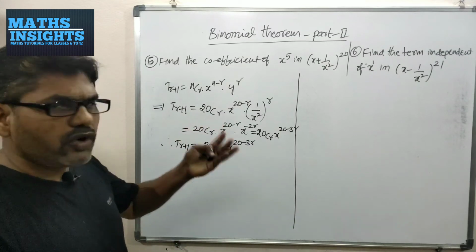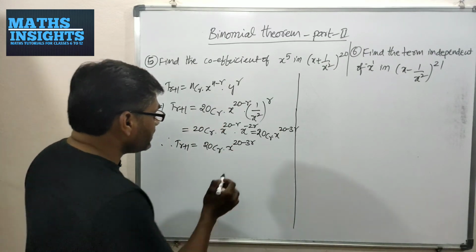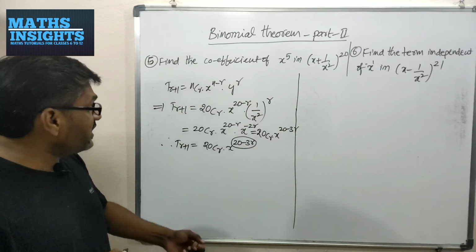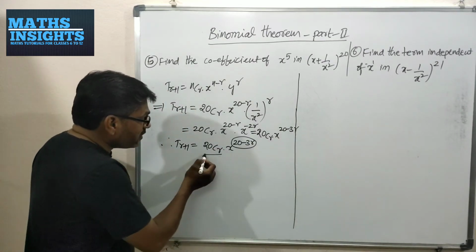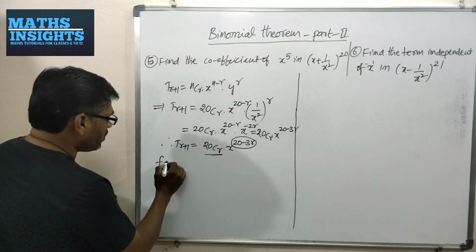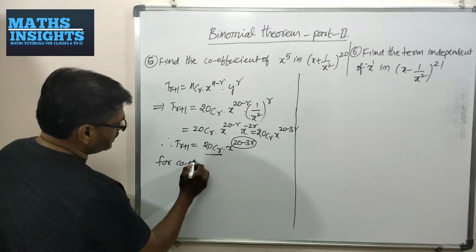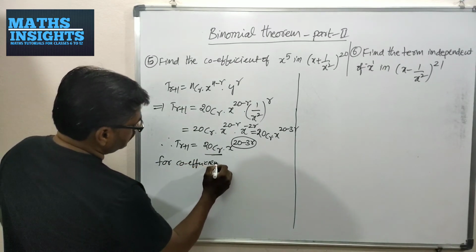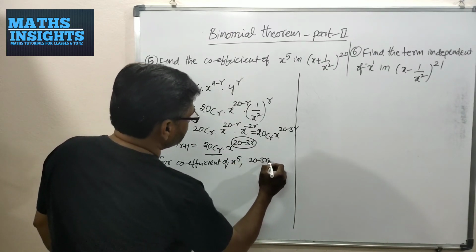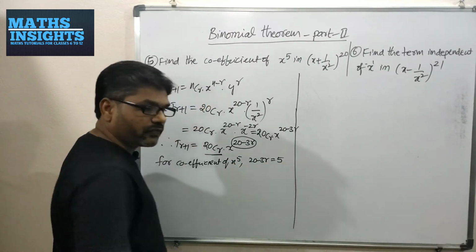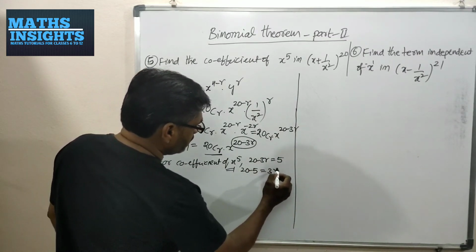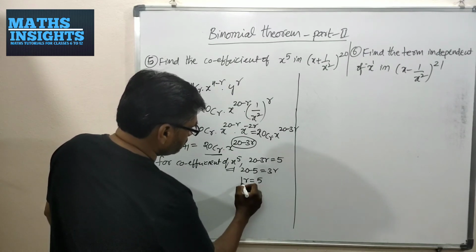Now I want the coefficient of x power 5, which means the exponent of x must become 5. Then this will become the coefficient of that x power 5. So for the coefficient of x power 5, 20 minus 3r is equal to 5. Therefore, the r value will become 20 minus 5 is equal to 3r. Therefore, r is equal to 5.